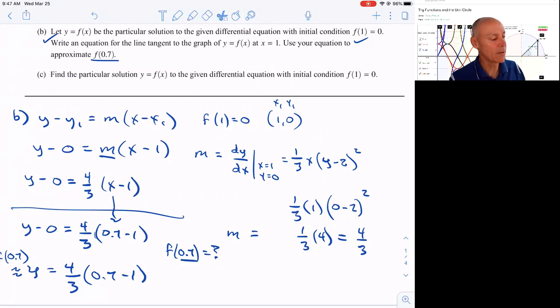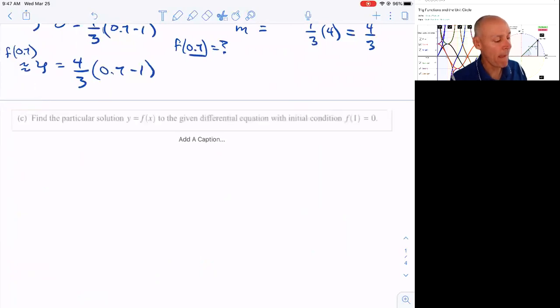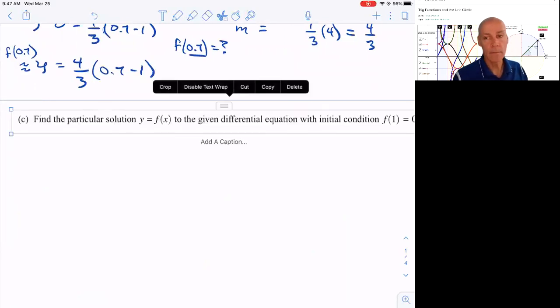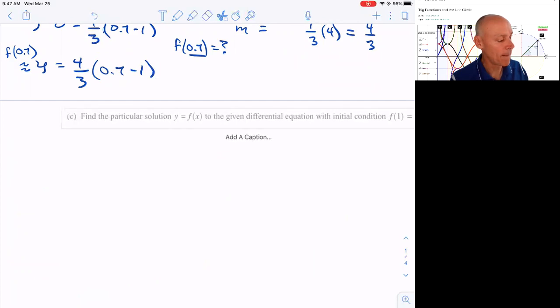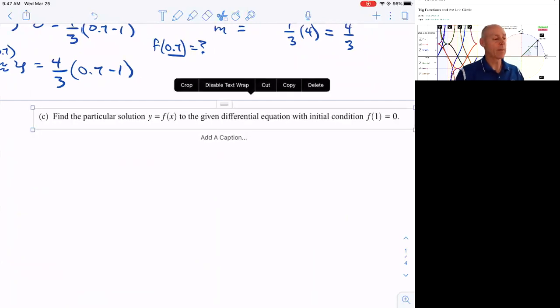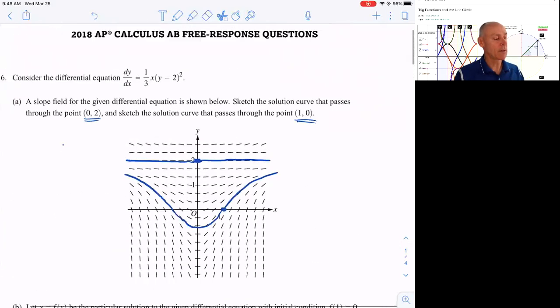Okay, so I'm going to do this one right here. Make sure we can see that. And my differential equation.